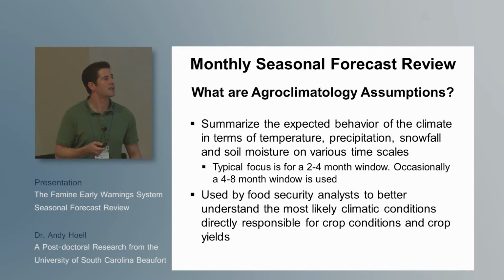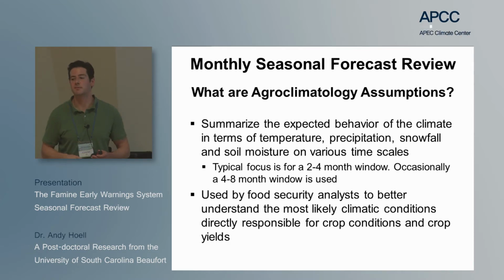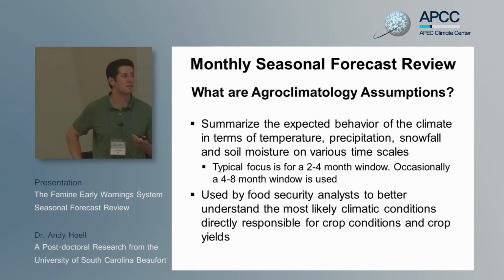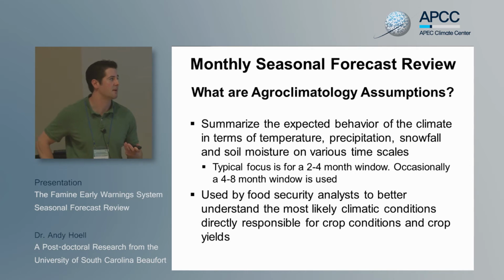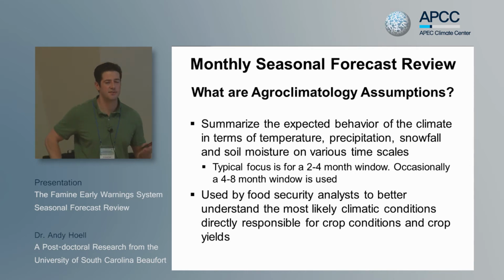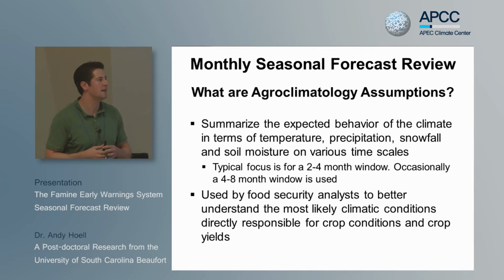So the monthly forecast review, what are agroclimatology assumptions? These agroclimatology assumptions summarize the expected behavior of the climate in terms of temperature, precipitation, snowfall, and soil moisture on various timescales. And the typical focus is usually for about a 2 to 4 month window, and occasionally a 4 to 8 month window is used.